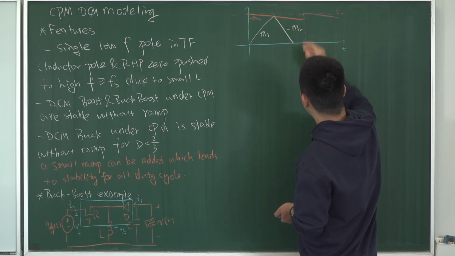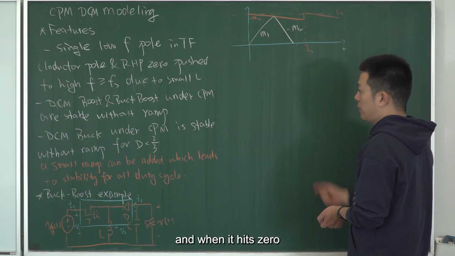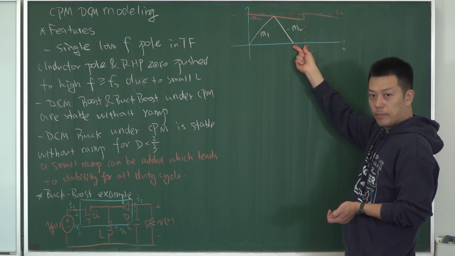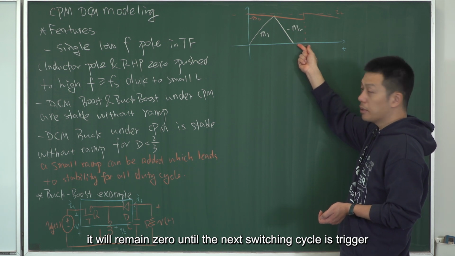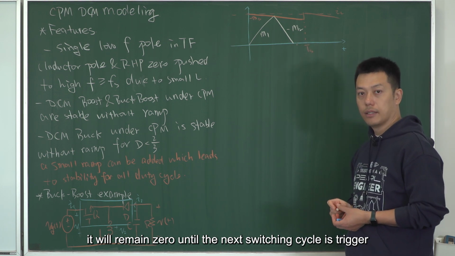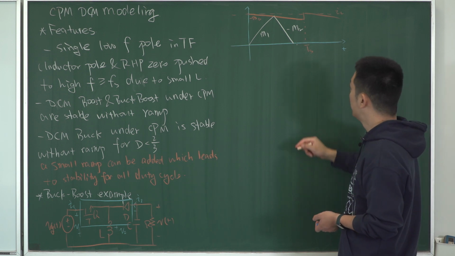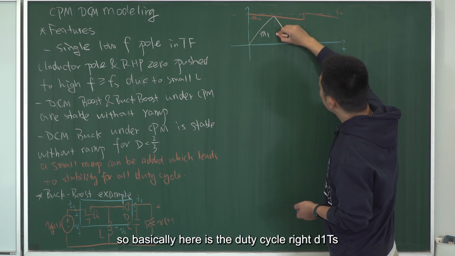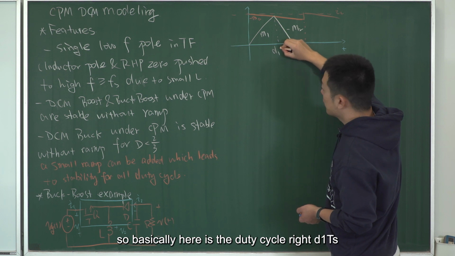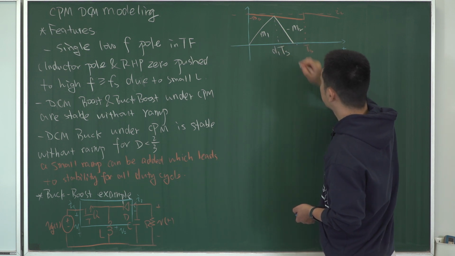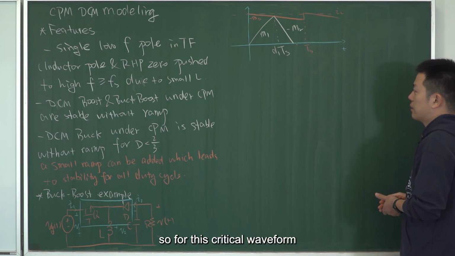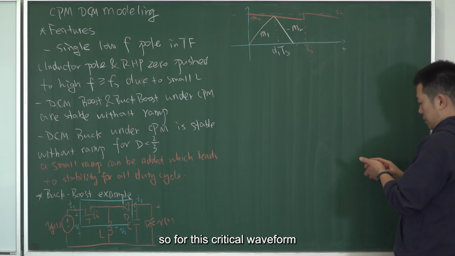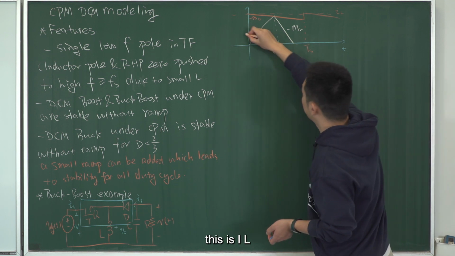so the current begins to drop at minus M2. And when it hits 0, it will remain 0 until the next switching cycle is triggered. So basically, here is the duty cycle, right? D1, TS. So for this critical waveform, right? This is IL.